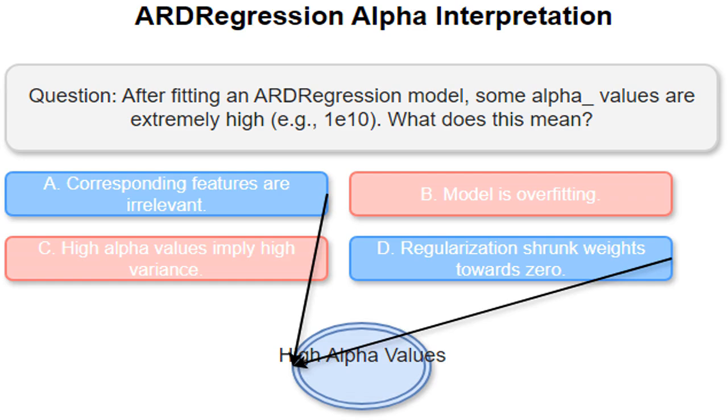This is accurate. When alpha is very high, the model is effectively saying, this feature is barely impacting the results, or not at all. It's a sign that the feature doesn't strongly influence the model's predictions. The model has done feature selection for you.